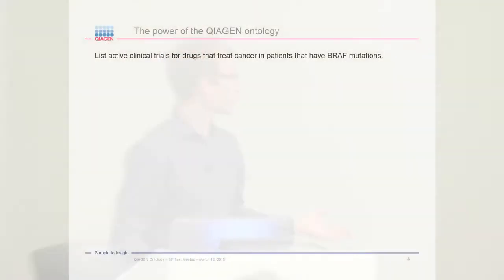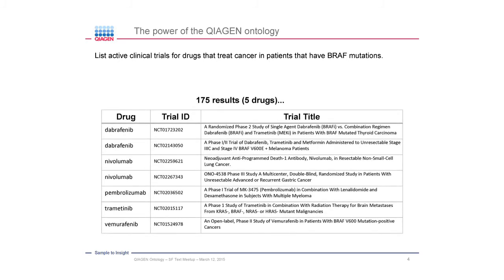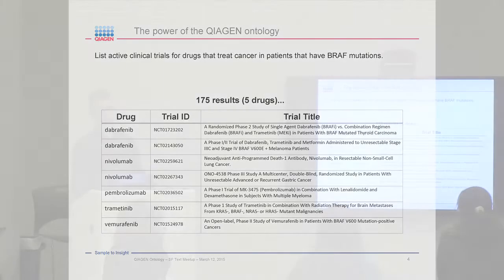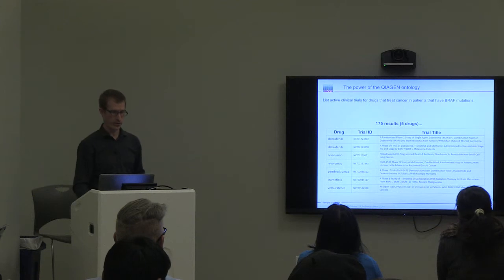Here's a more complicated example. I want to know about all the active clinical trials for drugs that treat cancer in patients that have mutations in a particular gene. I get 175 results from that query, and here are a few examples with the drugs that go with them. They're across just 5 different drugs.